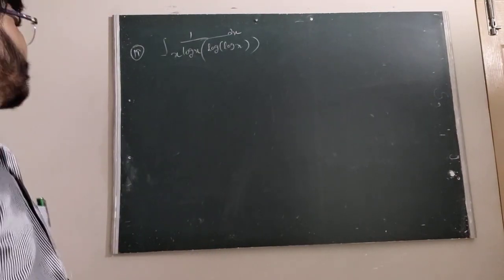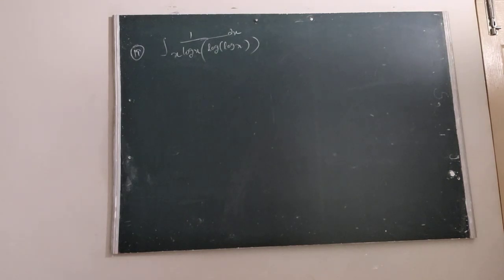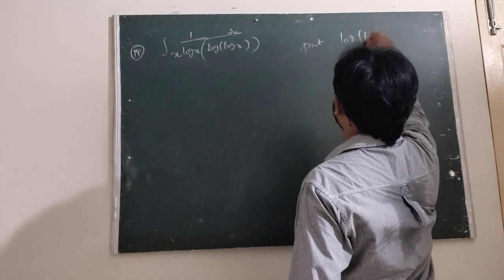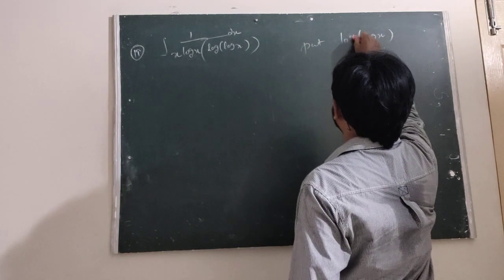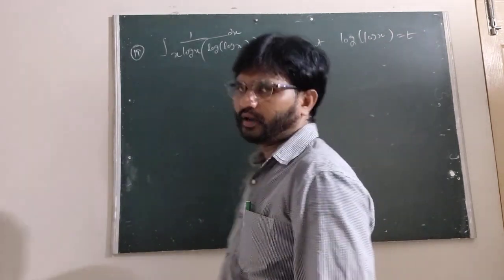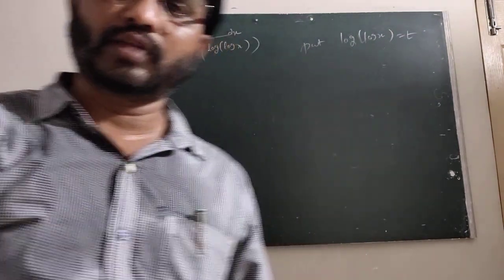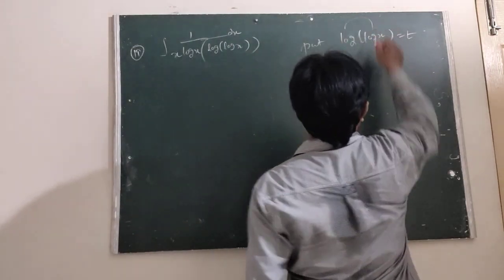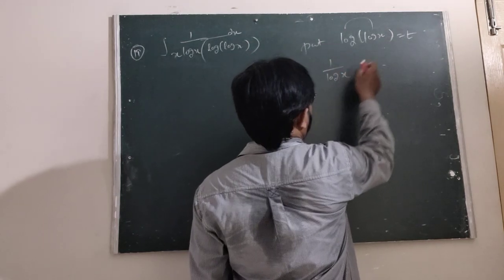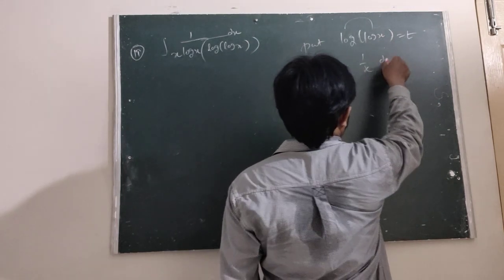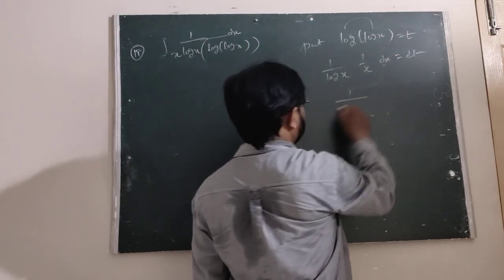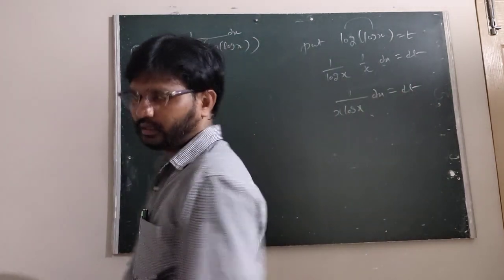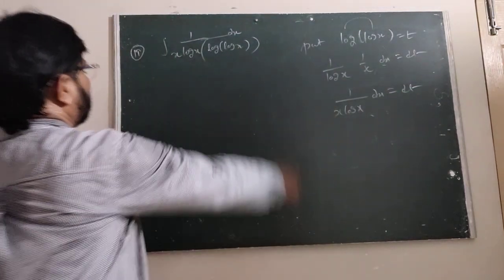Now integral 1 upon x log x, log of log x. Therefore here we are taking log of log x equal to t. Now differentiating on both sides, derivative of log is 1 by log x. The derivative of log x is 1 by x dx equal to dt. Now this is 1 by x log x dx equal to dt. Is it okay? We are taking the bracket part, complete this one.